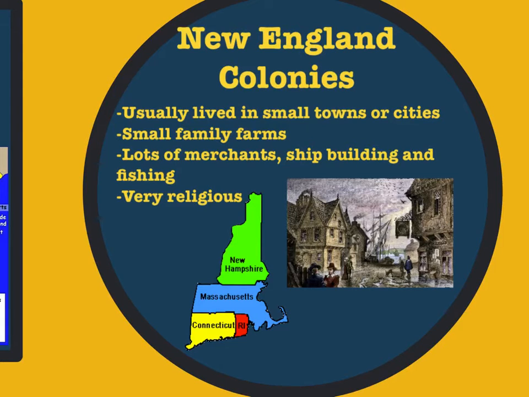Okay, so New England is up in the north, the first one we talked about. People in New England usually lived in small towns or cities, so they did not live in large areas of land. If there were farms, usually there were small family farms. They weren't big plantations or anything. Instead, they usually lived in cities close together. Lots of merchants, shipbuilding, and fishing in this region. So think kind of like seaside towns and cities.